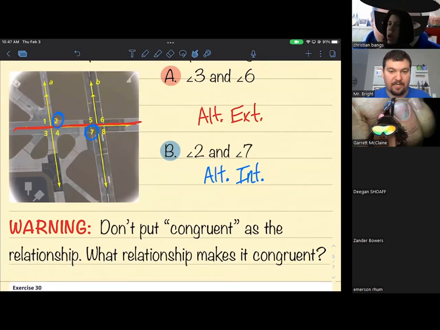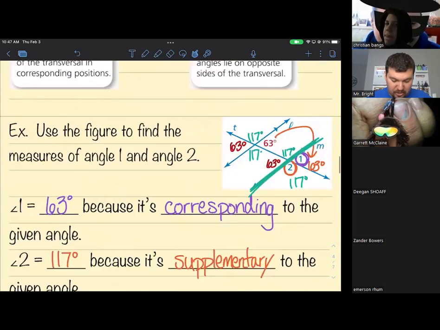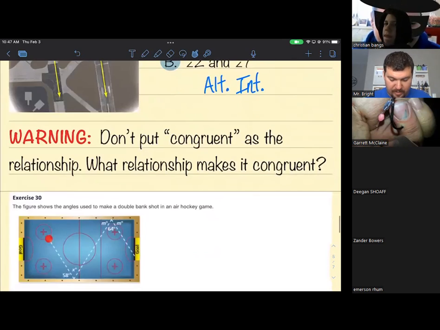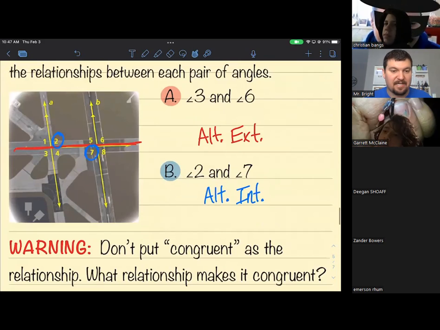Don't put that it's congruent. I know that it's congruent. There are 4 angle relationships up here that are congruent. I want to know why it's congruent. So don't ever put congruent as the reason why it's the same size, because that's literally what the word congruent means, the same size. Tell me why, by putting vertical, corresponding, alternate interior, alternate exterior, or if it's not congruent and it just adds to 180, there's your supplementary.